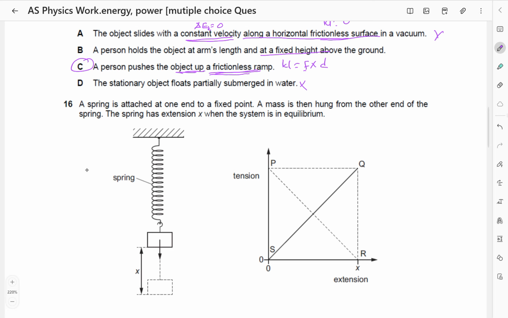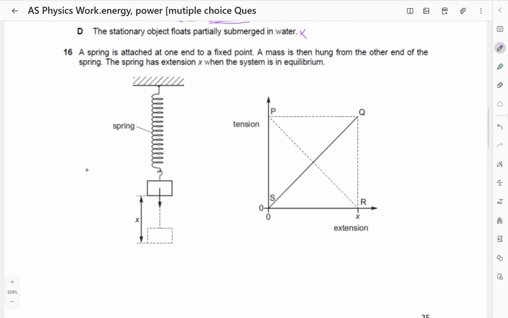A spring is attached at one end to a fixed point. A mass is then hung from the other end of the spring. The spring has extension X when the system is in equilibrium.